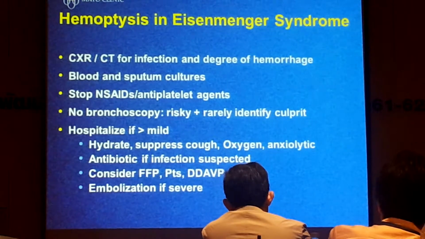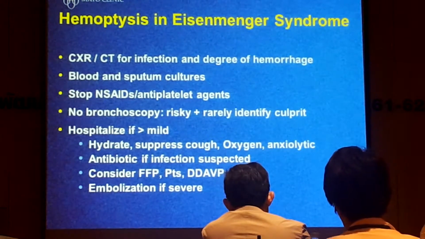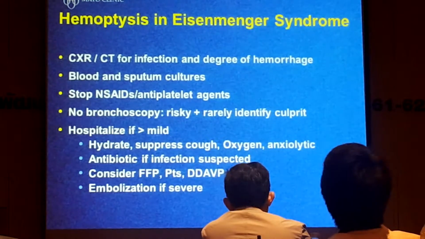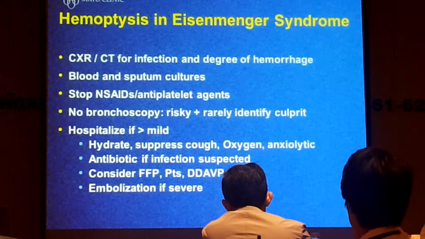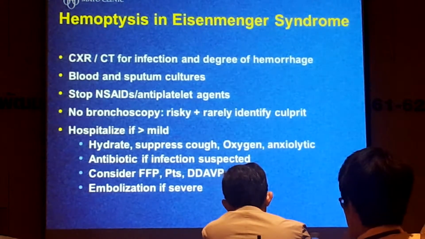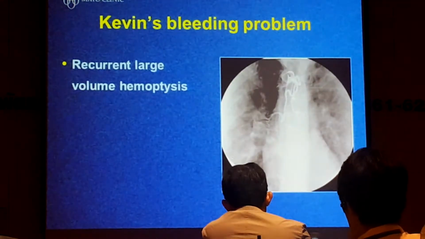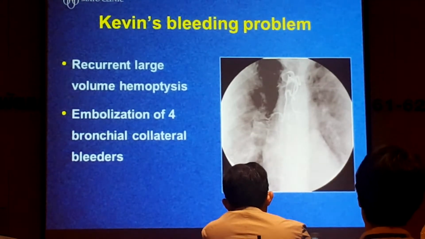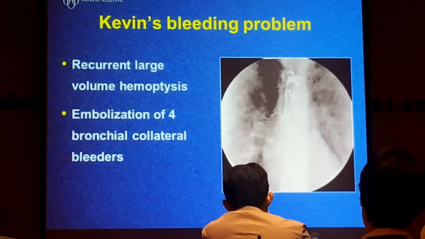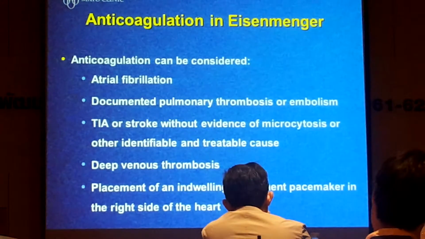If it is mild, we only hospitalize for a couple of days, give them hydration, give them sedatives so that they don't cough too much, and we rarely do anything. Most of them go away by themselves. But he had a large volume hemoptysis. We ended up embolizing 4 bronchial collateral bleeders. And he did okay, he survived it. This was now 10 years ago, he survived brain abscess.